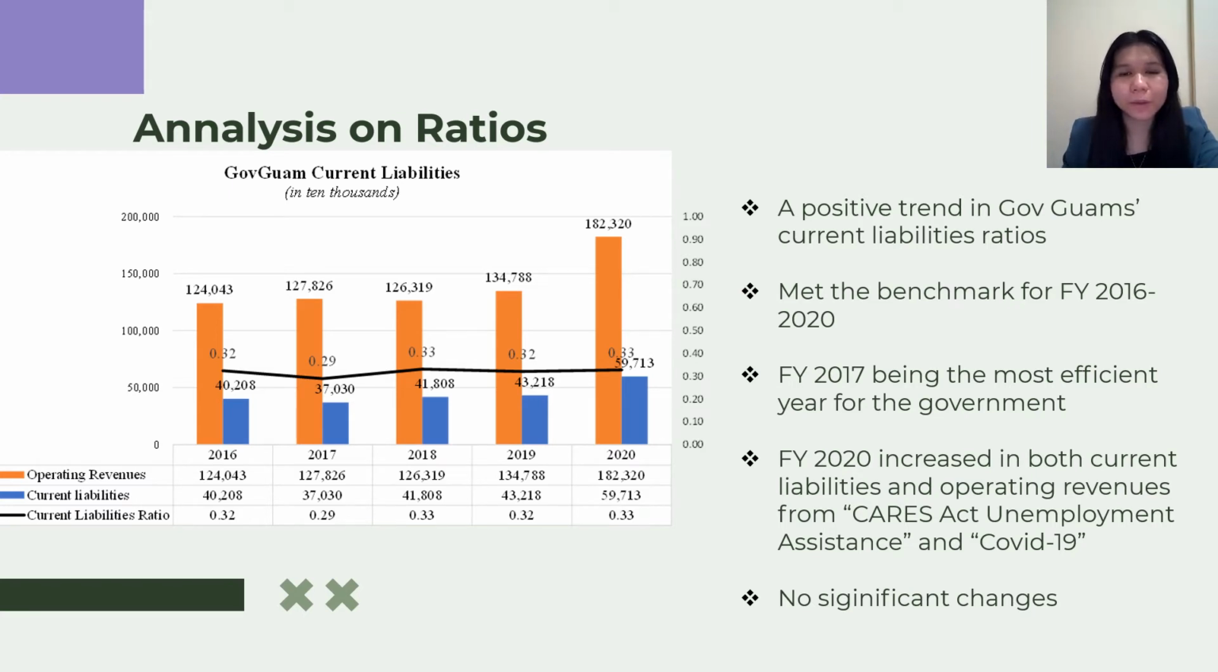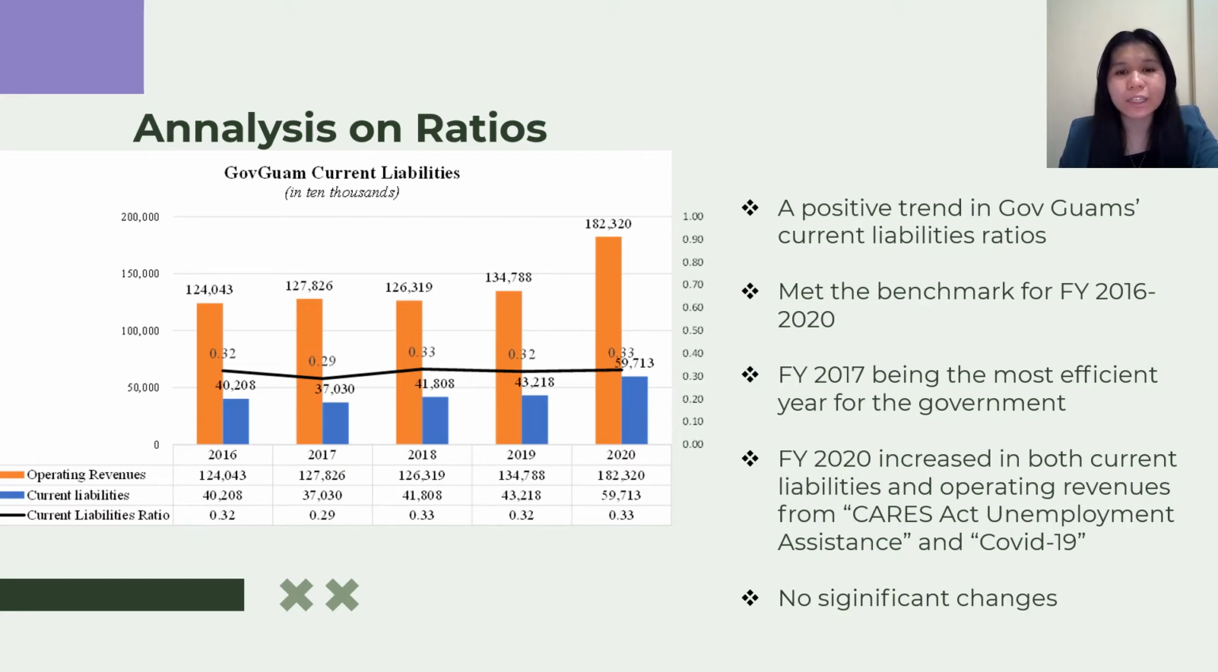The government met the current liabilities benchmark for all 5 fiscal years from 2016 to 2020, with fiscal year 2017 being the most efficient year for the government. The financial statement shows that the island needed less federal grant assistance during this year. This data infers a decrease in current liabilities, which explains fiscal year 2017's low current liabilities ratio.